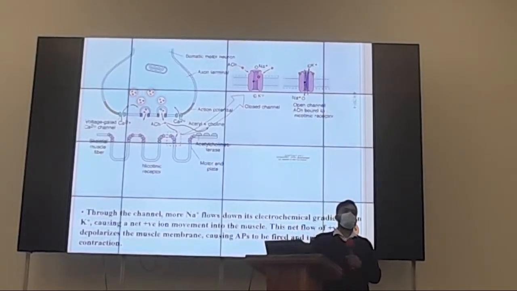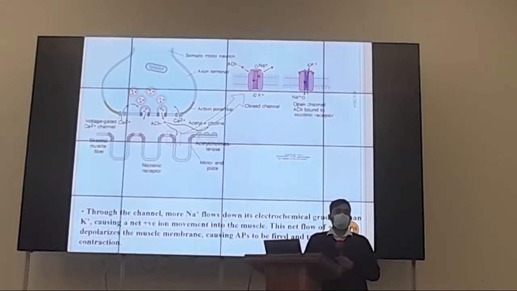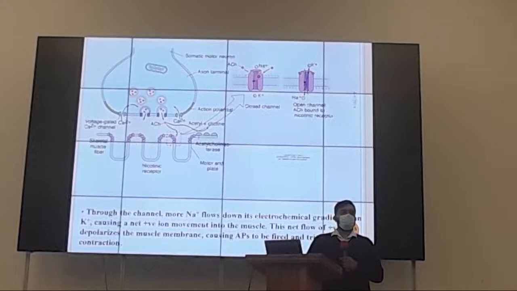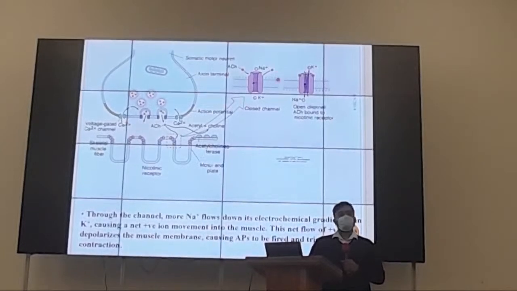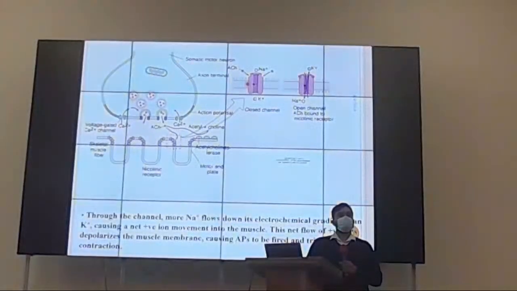But that does not happen at the neuromuscular junction. This happens at other points in the central nervous system. And what we are basically discussing is what happens at the neuromuscular junction, where you have ligand-gated sodium channels. Understood? Yeah.